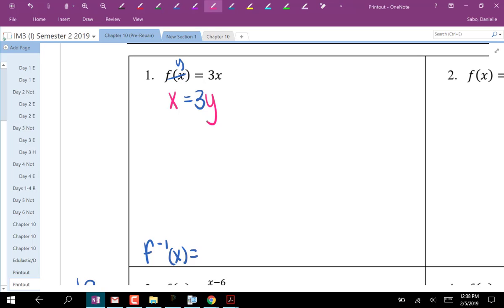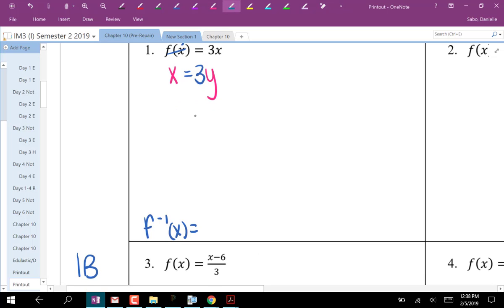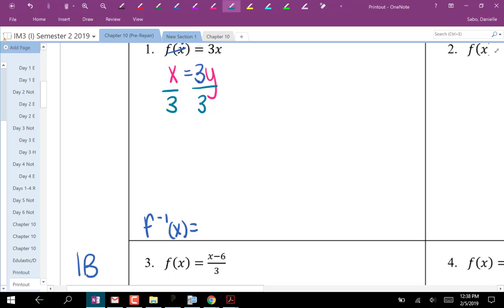What'd you say? 3. What about 3? We're timesing 3, so what do I have to do now to get rid of it? Divide. So I'm going to divide both sides by 3. This goes away. Remember, the goal is to get y alone, and we're about to do that here, because I get x over 3 is equal to y.